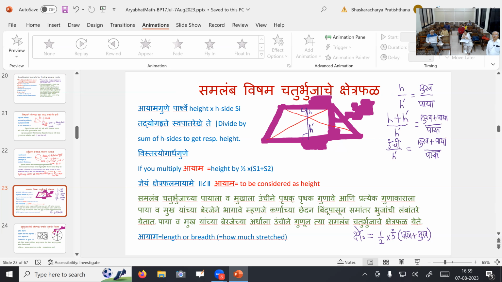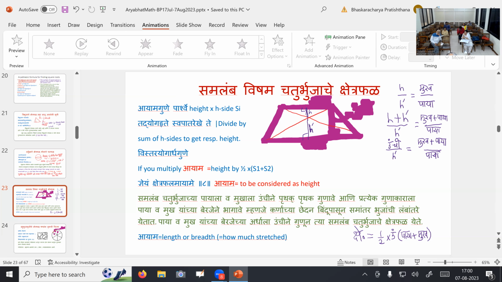Ayama gune parshve. So basically, he wants to get two things. One is the area of the trapezium, and another thing he wants to get is this: this is the trapezium that you see here. There are two sides which are parallel to each other, which are important, and there is one height here which is given to you.